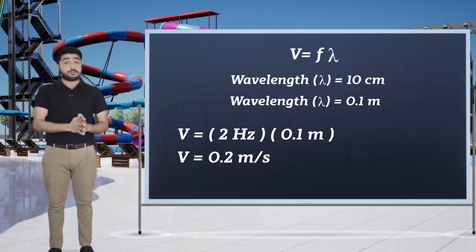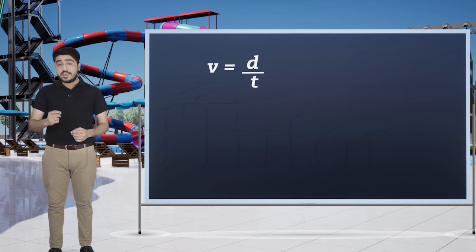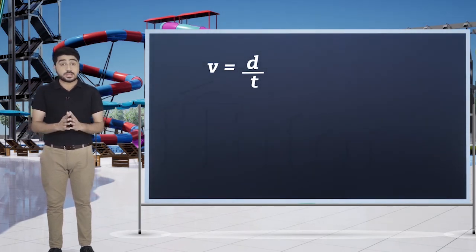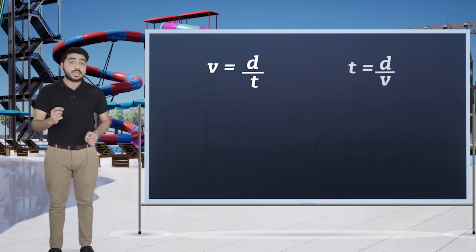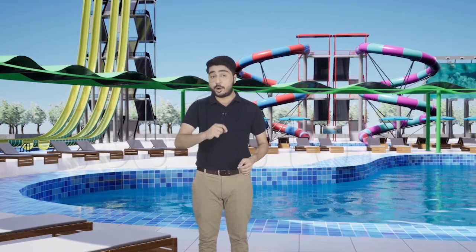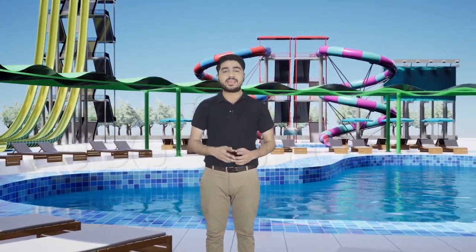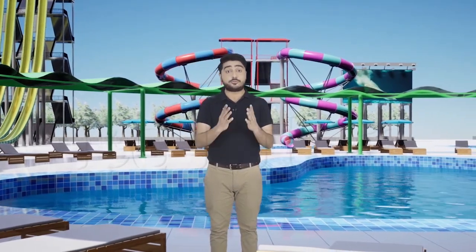We will use the formula for distance, that is, v equals d upon t. Now, using the formula for time, t equals d upon v. So, dividing 2 by 0.2, we'll get 10 seconds as the answer. Hence, it will take 10 seconds for the wave to travel a distance of 2 meters.